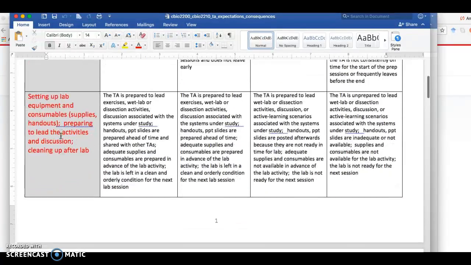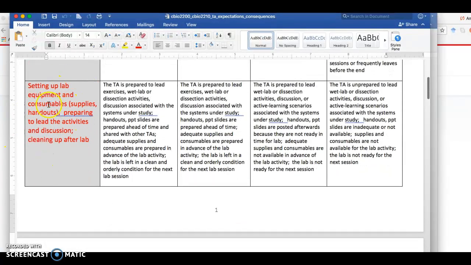The second thing that we expect our TAs to do is to set up the equipment and to be prepared to lead the discussion and also to clean up after the lab. Now, most of the equipment, consumables, supplies, and solutions that you'll be using should be already prepared for you by Ms. Holliday. However, if you have an activity that you would like to do, if you have developed a quiz or some kind of game, if you have PowerPoint slides or worksheets or anything, we expect you to have those prepared and be ready to go in time for your lab session.